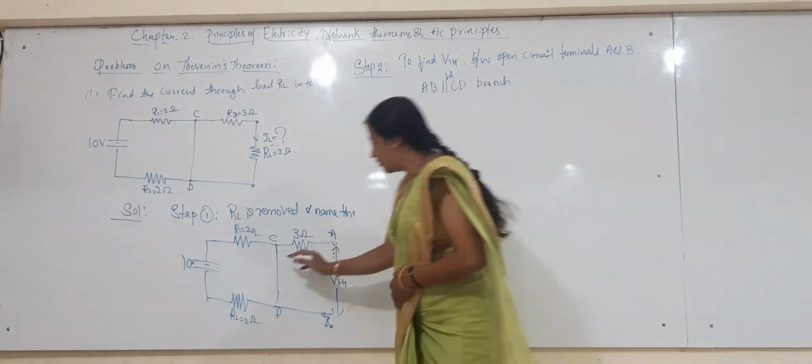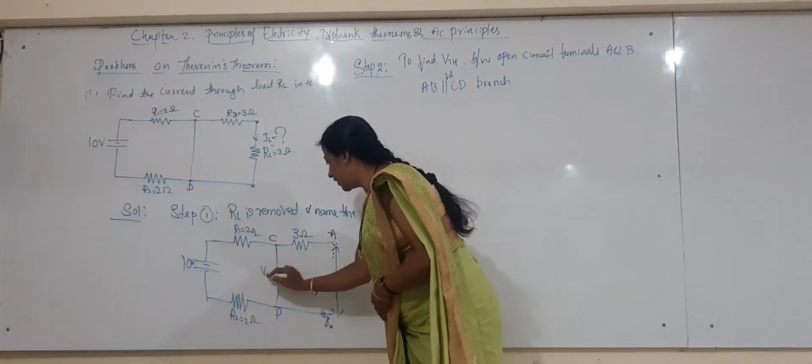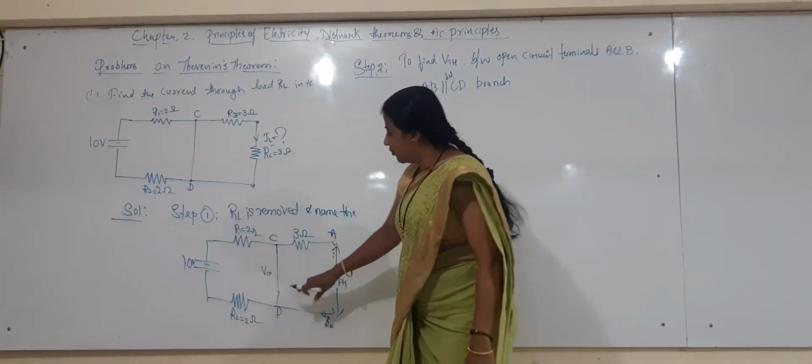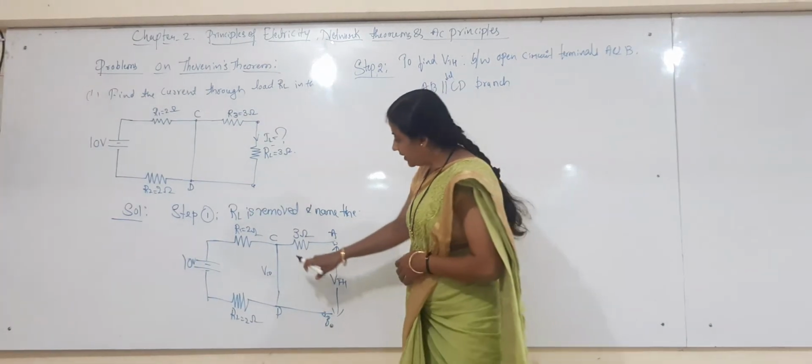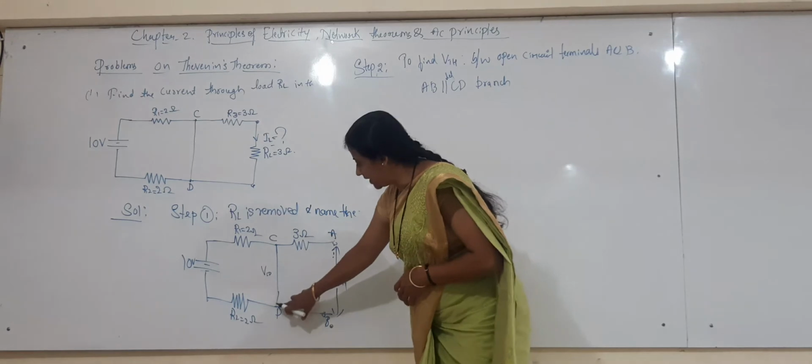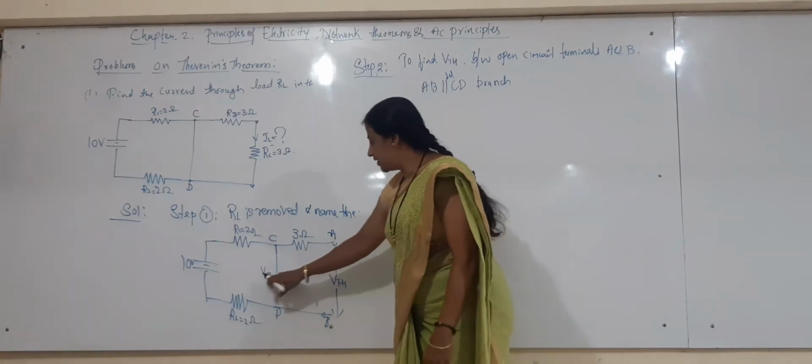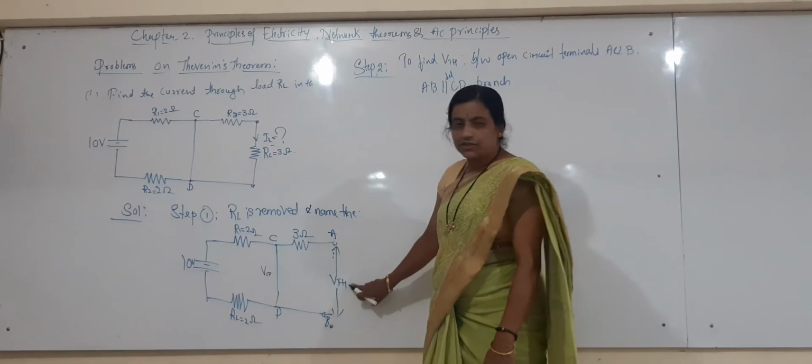So whatever voltage appears here, I call it VCD, the voltage between C and D. Now we have found that voltage. The voltage present between C and D is VCD. So this voltage as well as VTH are both the same.